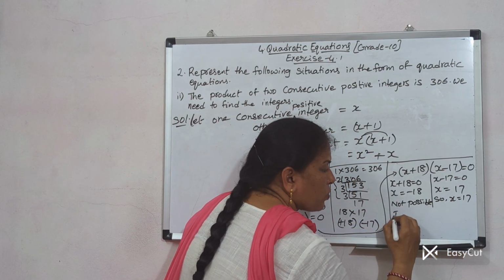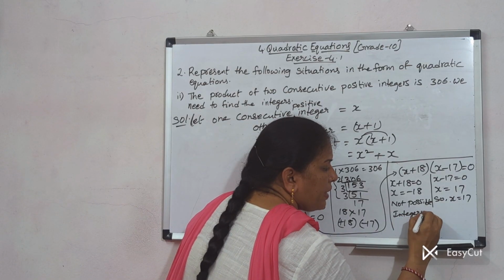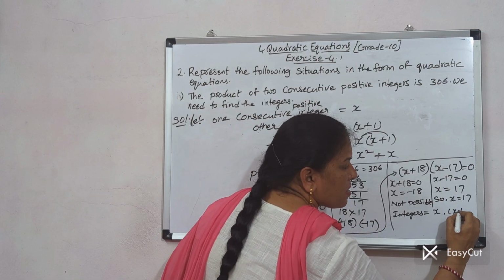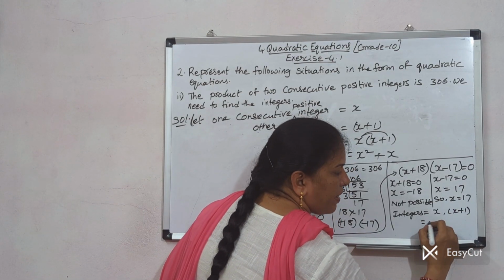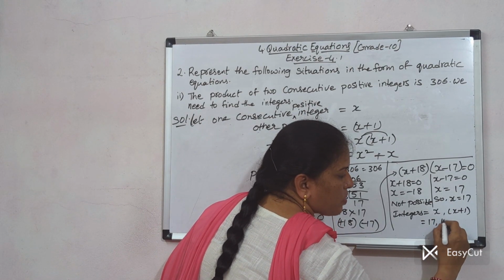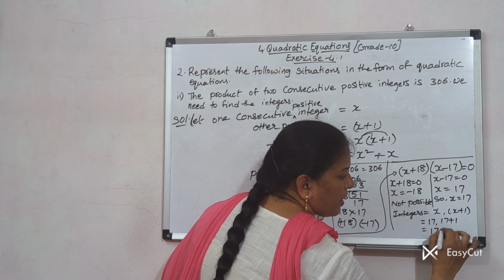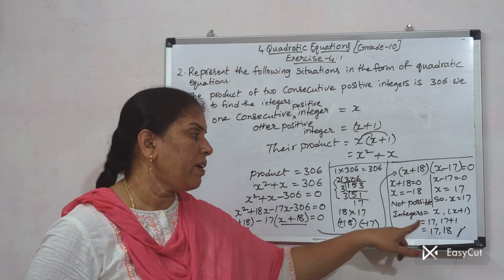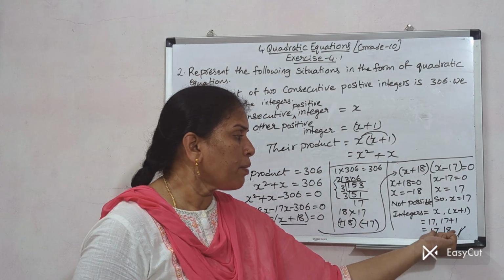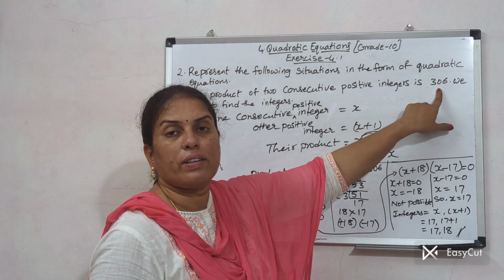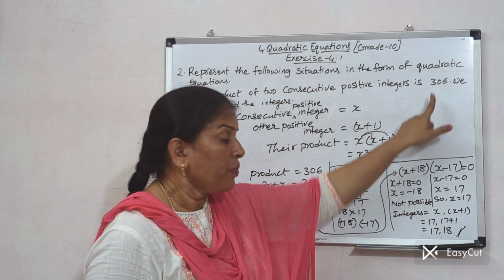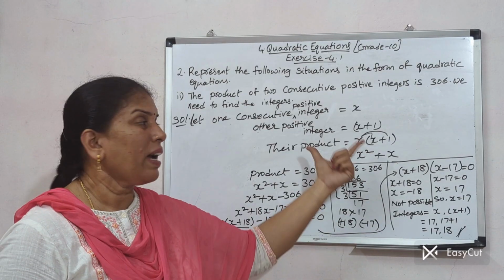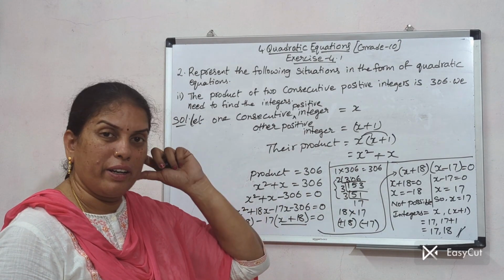Now, the integers. What are the integers? The integers are x and x plus 1. What is x here? 17. What is x plus 1? 17 plus 1, so 17 comma 18 are the integers. What are those integers? 17 and 18. If you multiply these two integers, you will compulsorily get 306. You can check your answer. If your answer is wrong, then we have made some mistake somewhere. You can revise the solution again.